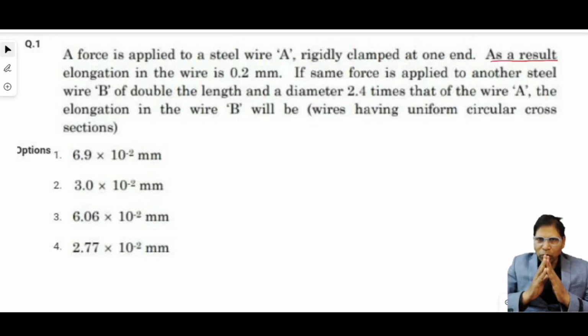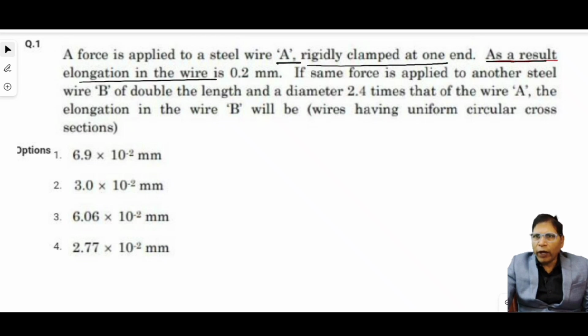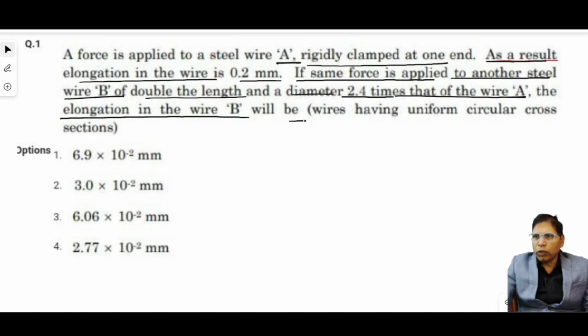First of all, question number 1. A force is applied to a steel wire A rigidly clamped at one end. As a result, the elongation in the wire is 0.2 millimeter. If the same force is applied to another steel wire B of double the length and diameter 2.4 times that of the wire A, the elongation in the wire B will be.